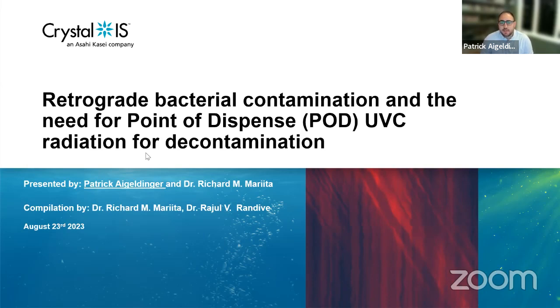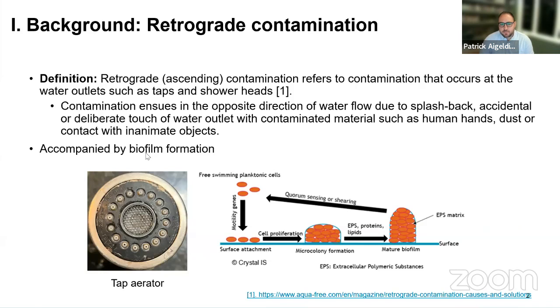So what we're going to talk about today is retrograde bacterial contamination and the need for point of dispense UVC radiation for contamination. So what is retrograde contamination? Retrograde contamination refers to contamination that occurs at water outlets, such as taps and shower heads. Contamination ensues in the opposite direction of water flow. So water comes out of an aerator or a dispensing device, and splashback, accidentally or deliberately, can cause growth of microbial biofilms and cause retrograde contamination of the water system.